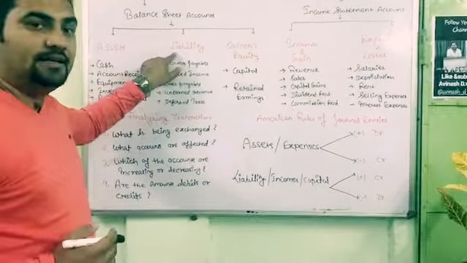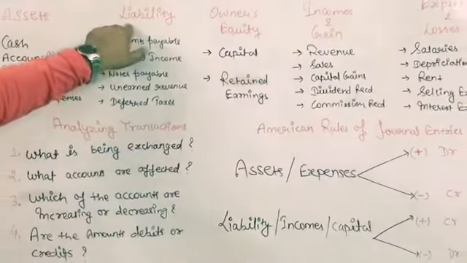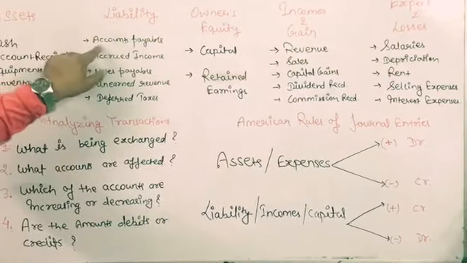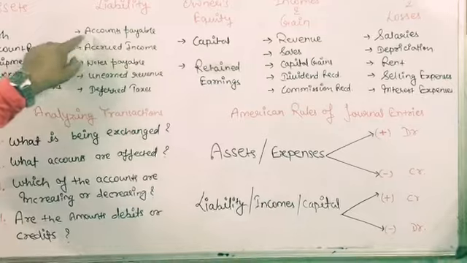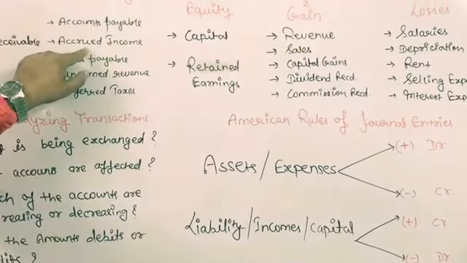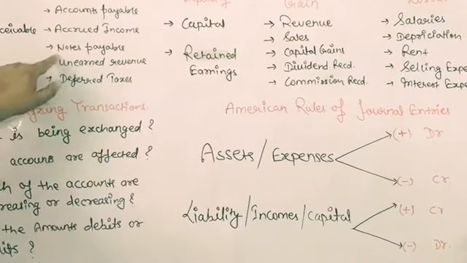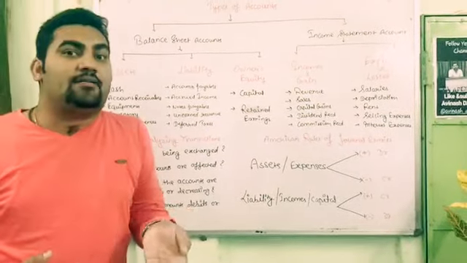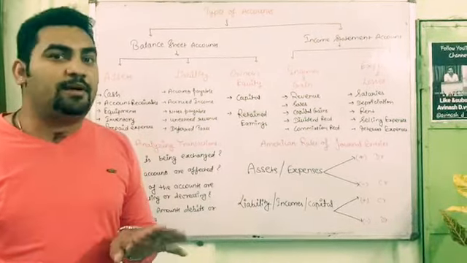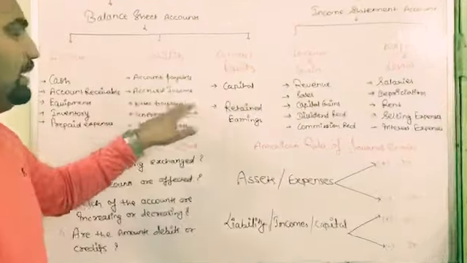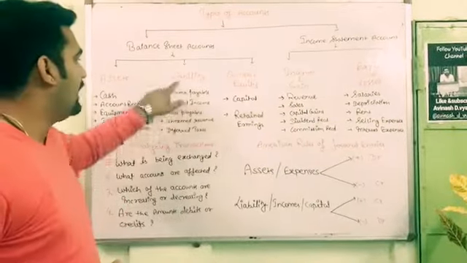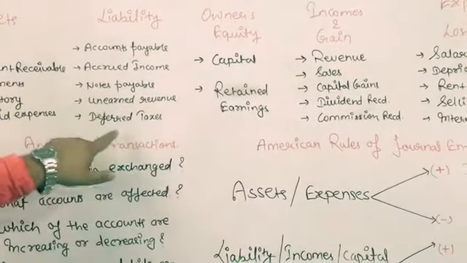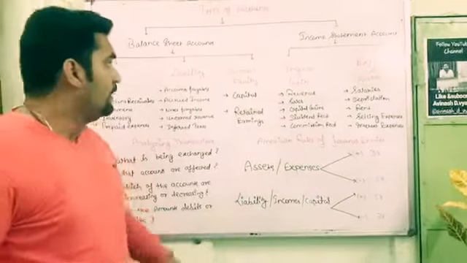Then there are liabilities. Liabilities means money owed by the business. Account payable is a current liability. Accrued income, also known as unearned income, means income received in advance. So it becomes our liability. Other examples are notes payable, unearned revenue and deferred taxes.